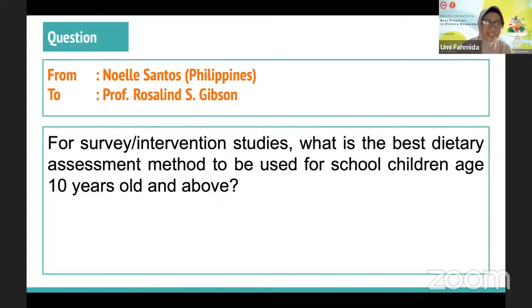To be more precise, and this is still also young. Yeah, and they're young children. It suggests that you can get good 24-hour recalls from children 12 and above, but 10 years, I think really, if you're not doing a large-scale survey and you are able to do weighed records, then you should do weighed records. Yeah. So I hope that answers Noel Santos from the Philippines. Next question.